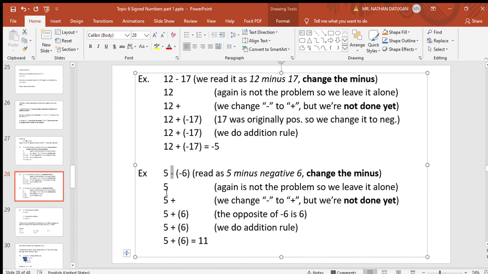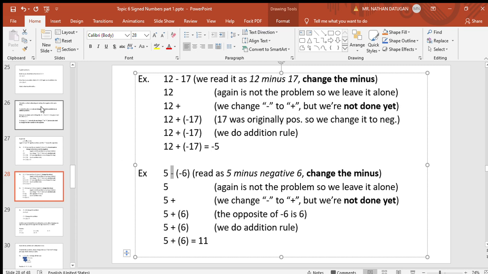Now we're going to leave 5 as is, as you can see. We're going to change minus to plus. And now we're going to change negative 6 to the opposite of negative 6. What is the opposite of negative 6? Positive 6.